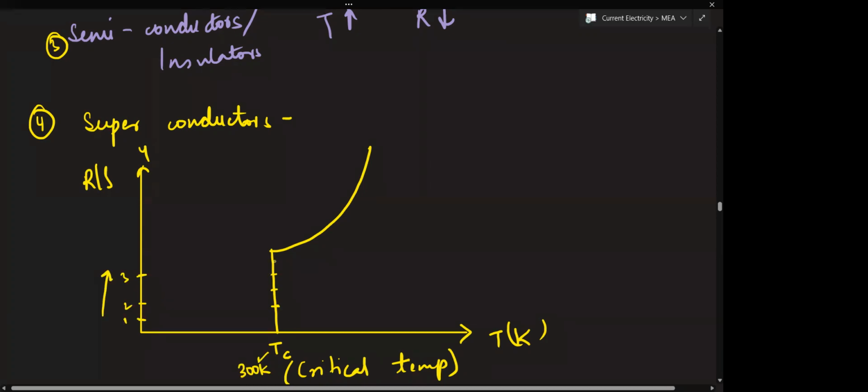So initially, the resistance remains the same till the critical temperature. We call this the critical temperature. Then once it crosses the critical temperature, once you increase the temperature to more than the critical temperature, then the resistance and temperature vary exponentially in this manner. Clear? Yes, ma'am.